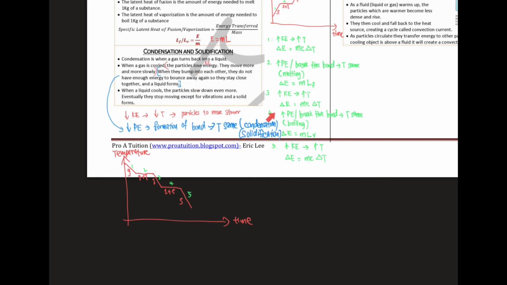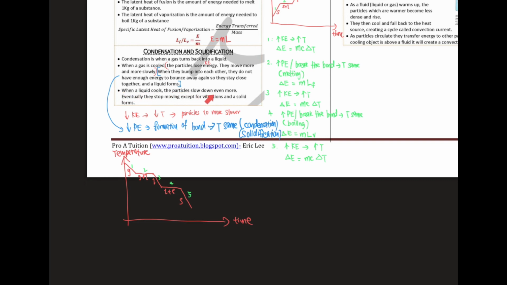Number 4, this is where solidification happens. Decrease in potential energy, formation of bond. Temperature is the same. Process: solidification. Formula: delta E equal to m l fusion. This one. Number 5, solid drops in temperature. Decrease in kinetic energy, temperature decrease. Formula: delta E equal to m c delta T. Okay, so it's just the other way around.